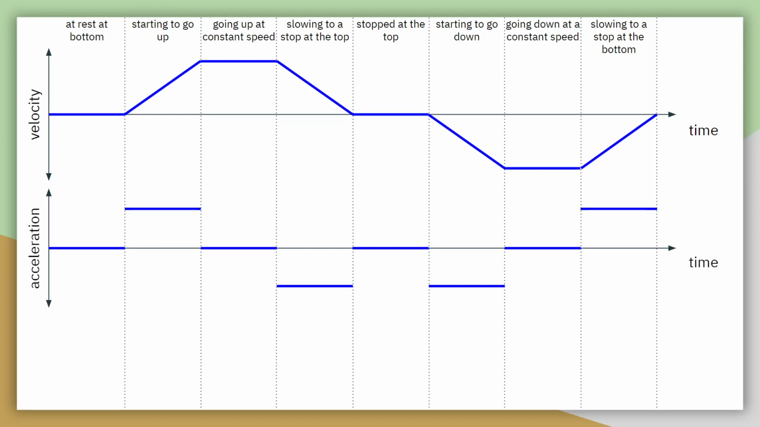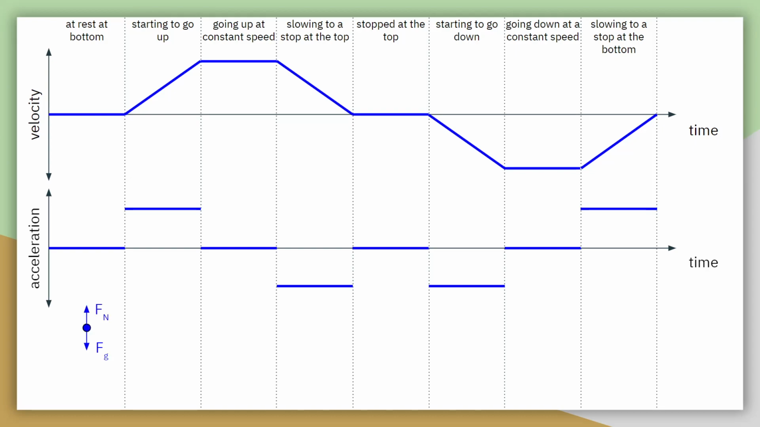So right now we have our velocity and acceleration time graphs set up to represent the motion of an elevator and its passengers. At this point, we can now use the acceleration time graph to help us construct qualitative force diagrams for all of the forces acting on the passenger.